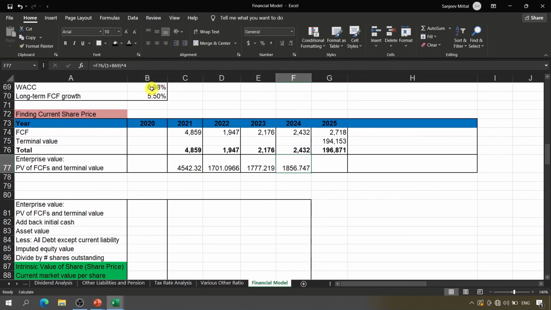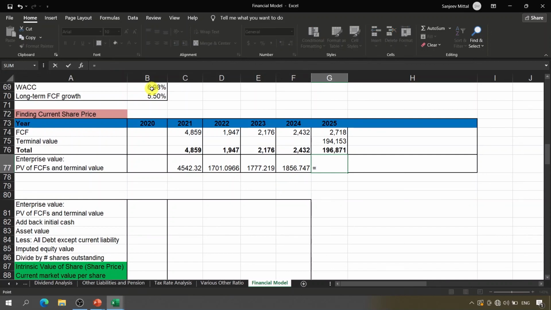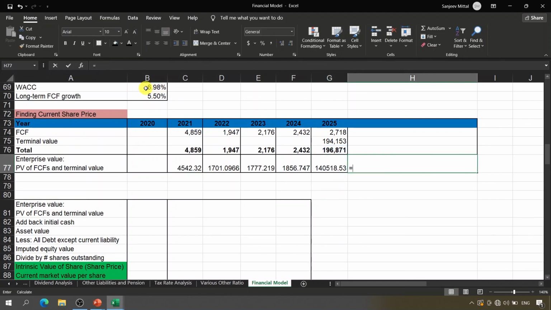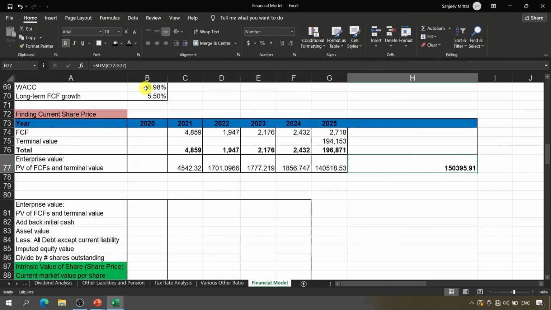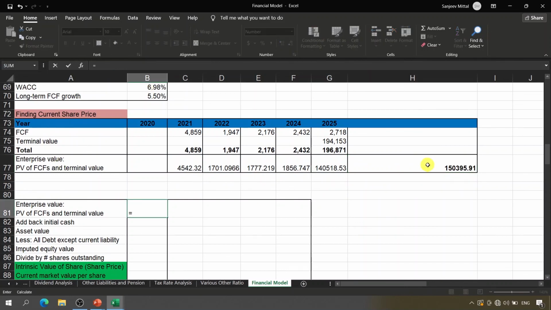And lastly, the present value of our cash flows and the terminal value will be the total amount of cash flow and the terminal value divided by 1 plus the WACC to the power 5, because this is the fifth year. If we add all of these numbers, we shall get our enterprise's value or the total value of the overall firm. We shall write this enterprise's value in our next sheet for our calculation purpose.